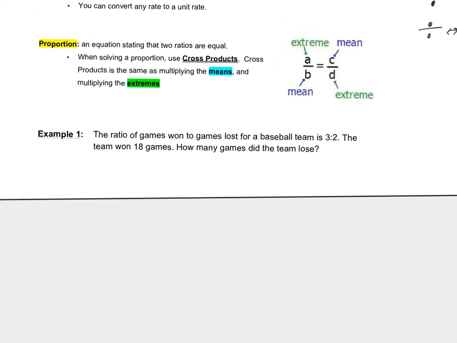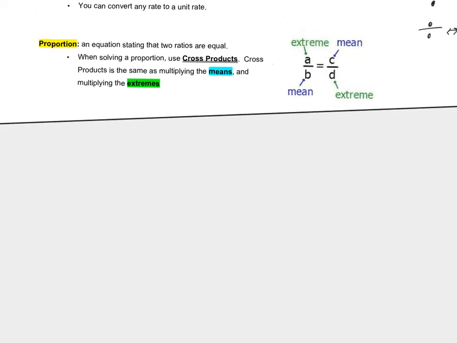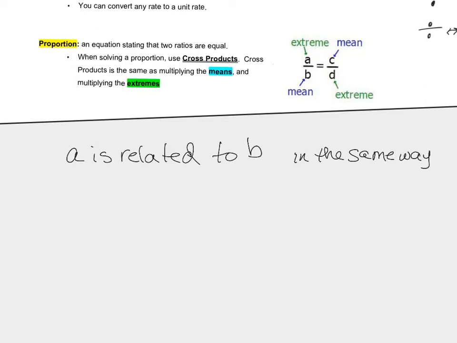What I was talking about in terms of proportions was that if you were to look at, for example, A is related to B in the same way that C is related to D. Using these words, you can write a proportion. A is to B in the same, remember same is equal, way that C is to D.